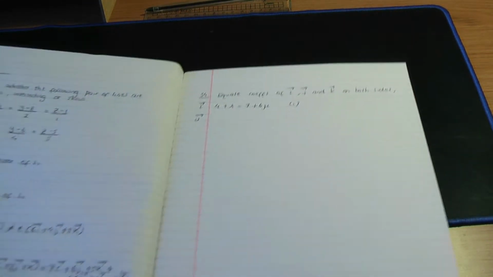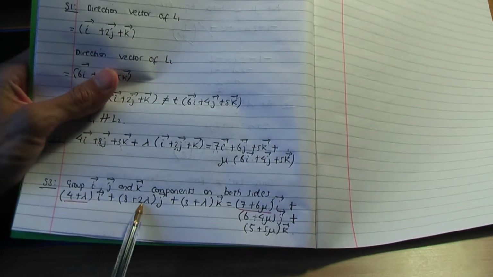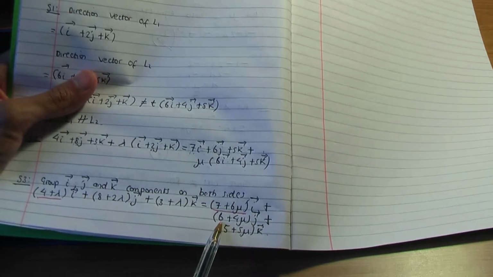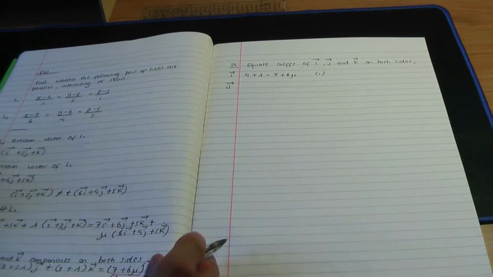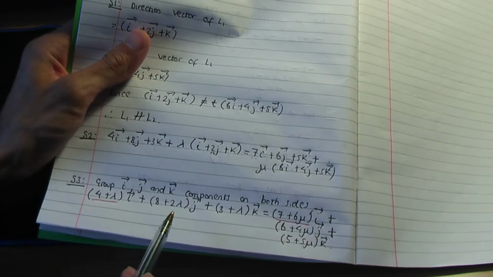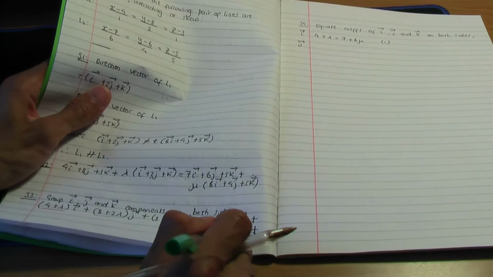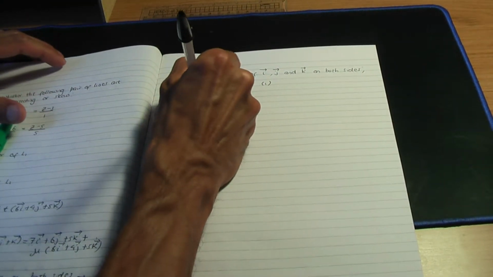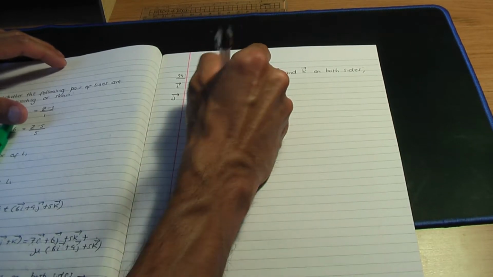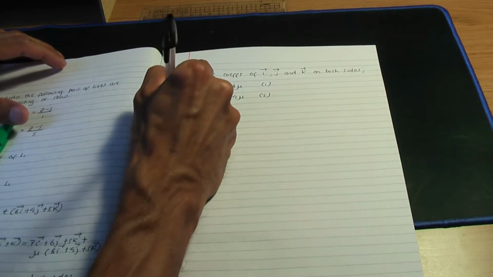So if I do the same with the j components, on the left I've got 8 plus 2 lambda, and on the right I have 6 plus 4 mu. Okay, so let's take a green pen. On the left hand side 8 plus 2 lambda, and on the right hand side 6 plus 4 mu. So 8 plus 2 lambda is equal to 6 plus 4 mu. Let's call that equation 2.